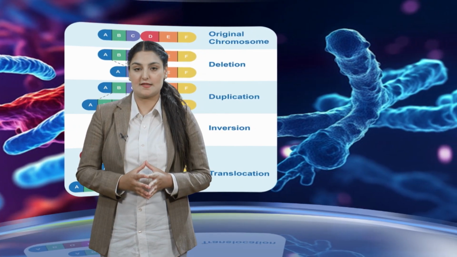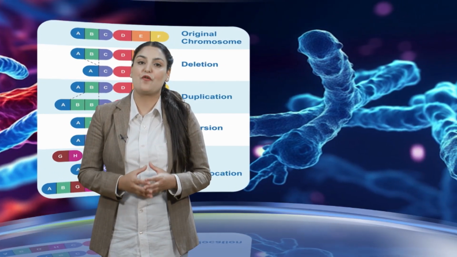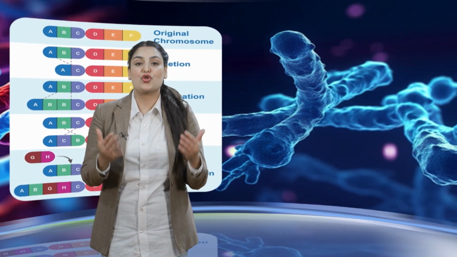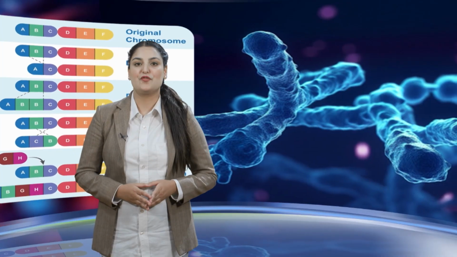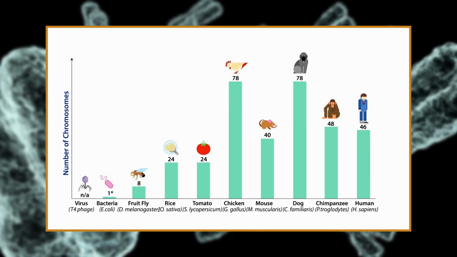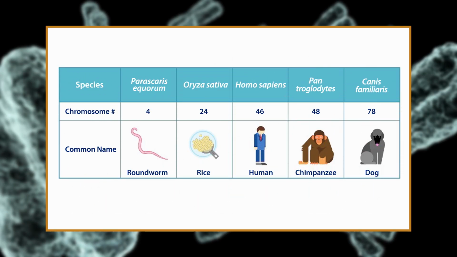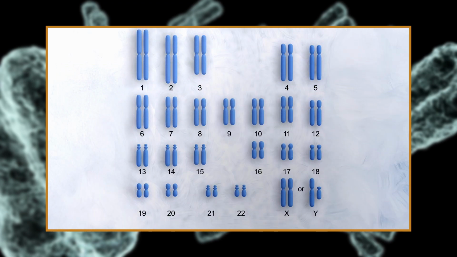So, this compactness is crucial for the regulation of gene expression and it ensures the accurate distribution of genetic material during cell division. Chromosome number refers to the total count of chromosomes present in the nucleus of a cell. It is a species specific characteristic, meaning each species has a fixed number of chromosomes. In humans like us, the diploid number is 46, that is 23 pairs, with one set inherited from each parent.